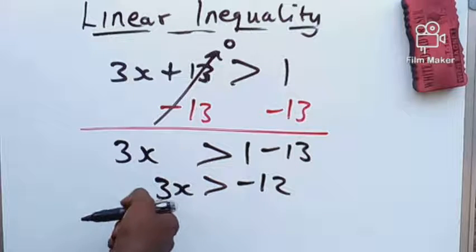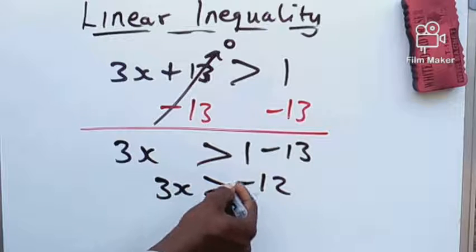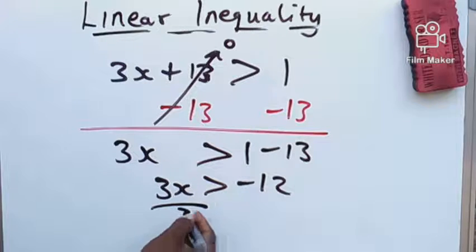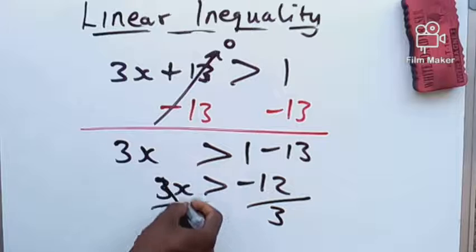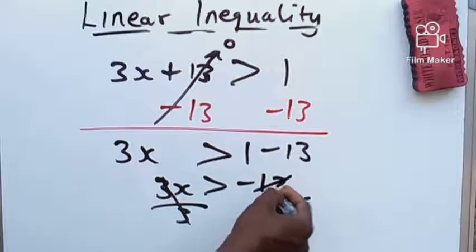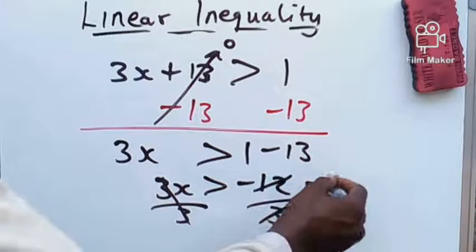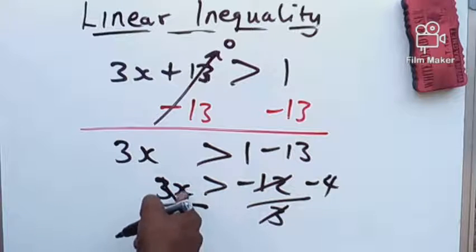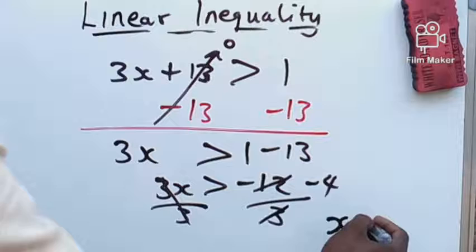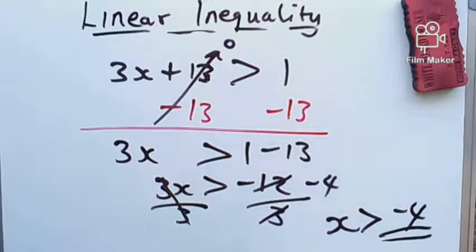So to find x, we divide all through by 3. Notice that what I'm dividing by now is a positive number, so nothing will happen to the greater than sign. I divide by 3 here, divide by 3 there. So 3 takes care of 3, I'm left with x. Then 3 going into 12 gives 4. Because of this minus, it becomes minus 4. So my final answer is x greater than minus 4. And that is the answer.